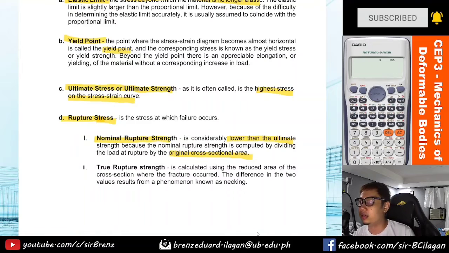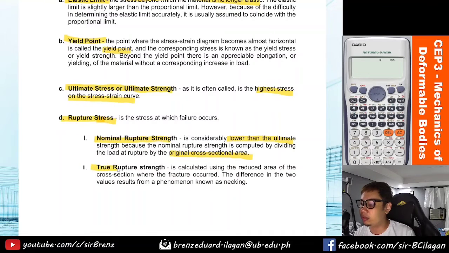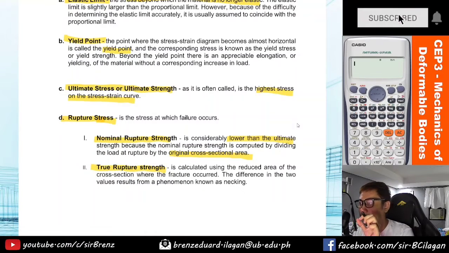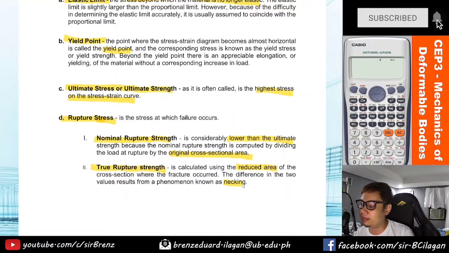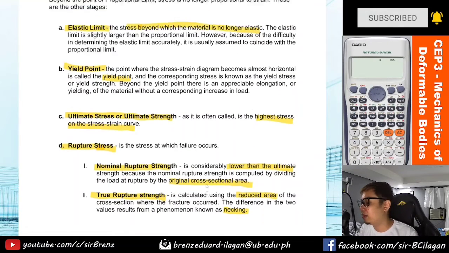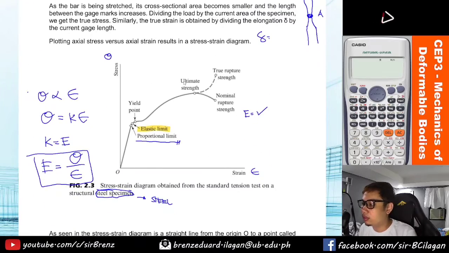Di ba kanina, as discussed, meron tayong true area. So, yun yung ginagamit sa true rupture strength. So, meron ngang stage na necking or lumiit yung area mo dun sa point kung saan magkakaroon siya ng rupture or breakage. So this is calculated using the reduced area or yung true area nga, where the fracture occurred. So the difference in the two values results from the phenomenon known as necking. So yung difference ng result ng dalawang yan, yan yung phenomenon na tinatawag na necking.